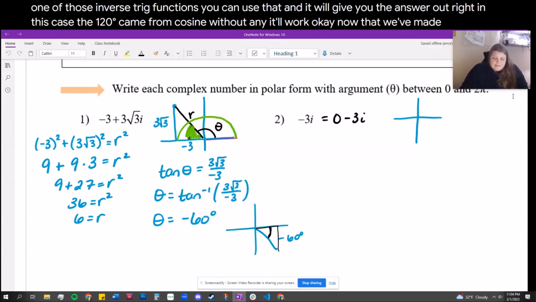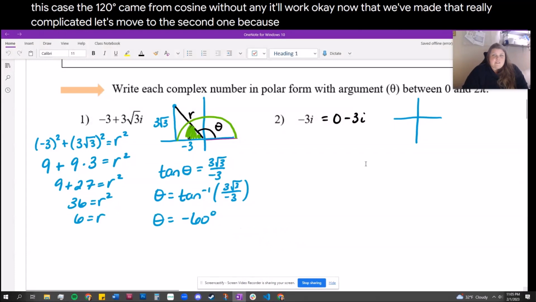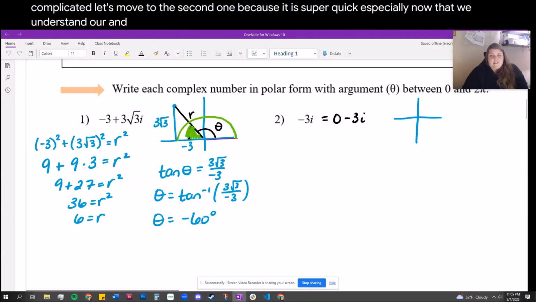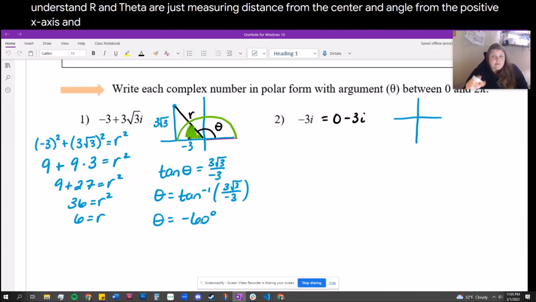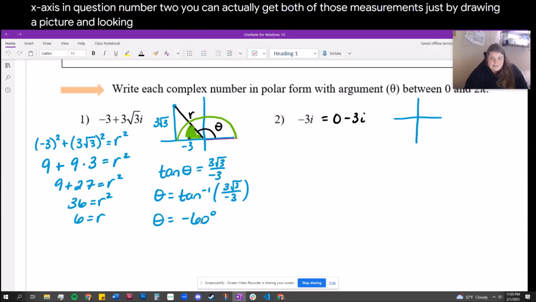Okay, now that we've made that really complicated, let's move to the second one because it is super quick, especially now that we understand r and theta are just measuring distance from the center and angle from the positive x-axis. In question number 2, you can actually get both of those measurements just by drawing a picture and looking at it instead of doing any calculations whatsoever.